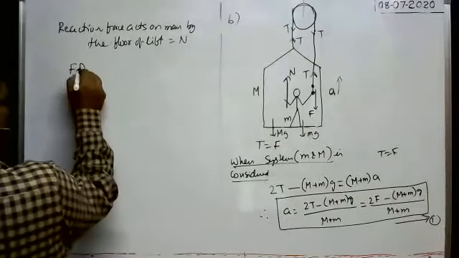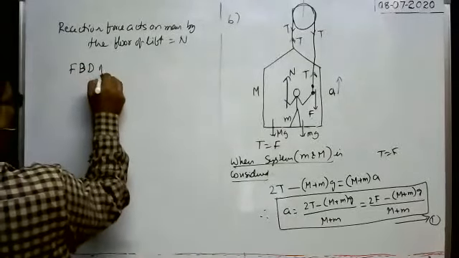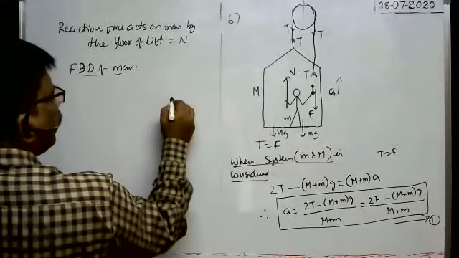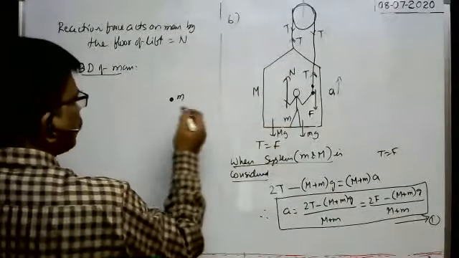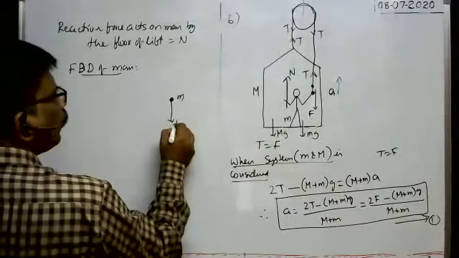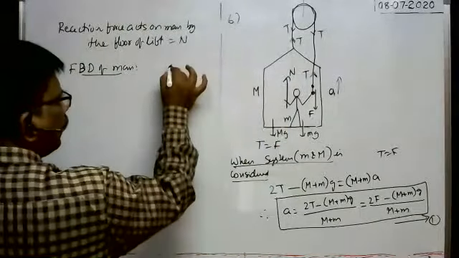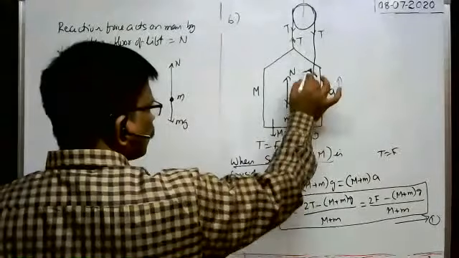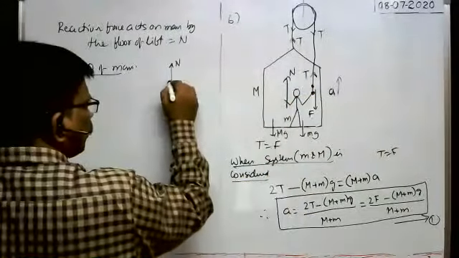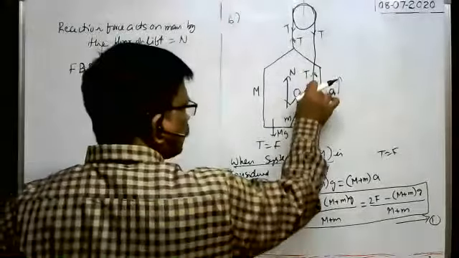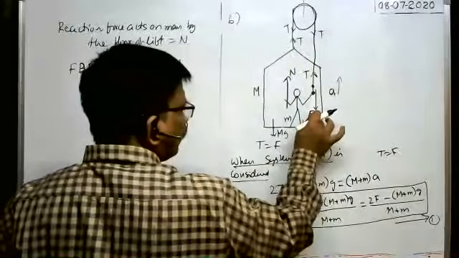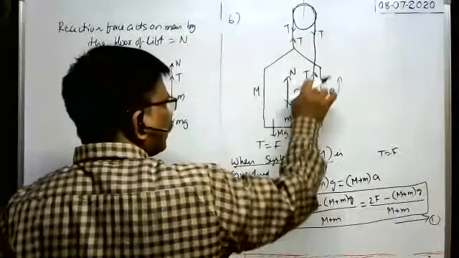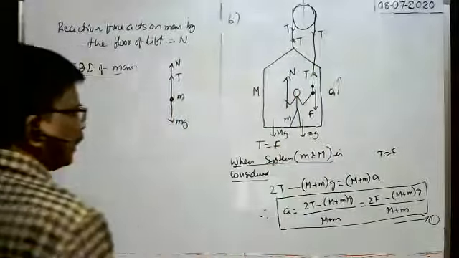Free body diagram of man. He is the man. What are the forces acting on the man? Weight of the man downwards, normal reaction upwards, and the rope also pulls the man upwards with a force equal to tension. If the man pulls the rope in downwards direction with a force F, then with the same force, which is called tension, the rope pulls the man in upward direction. So T also acts in upward direction.